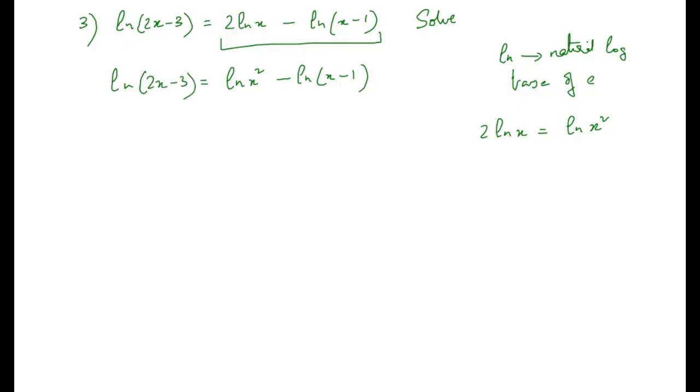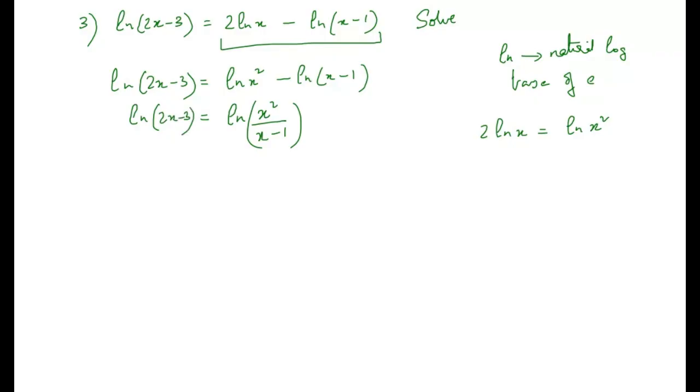Right, now these are two logs that are subtracted. So using the division rule, if two logs are subtracted, you can replace it with a single log x squared over x minus 1. Left hand side remains log of 2x minus 3.